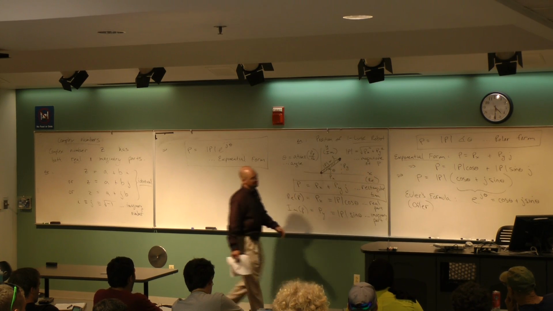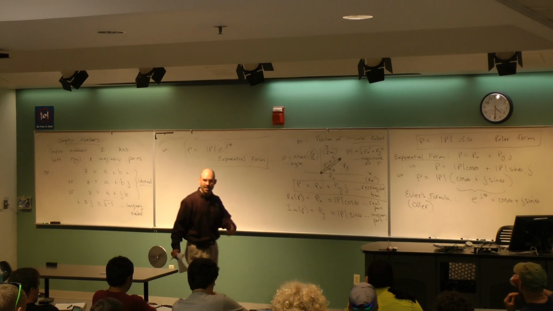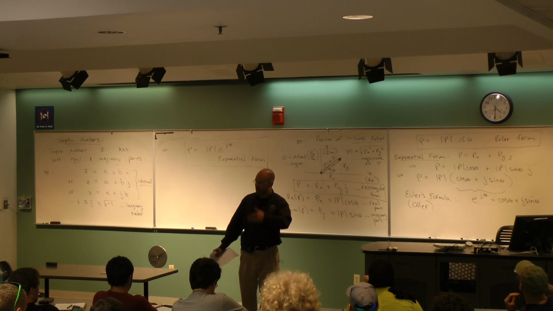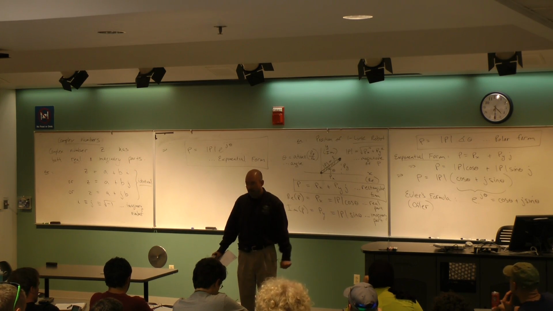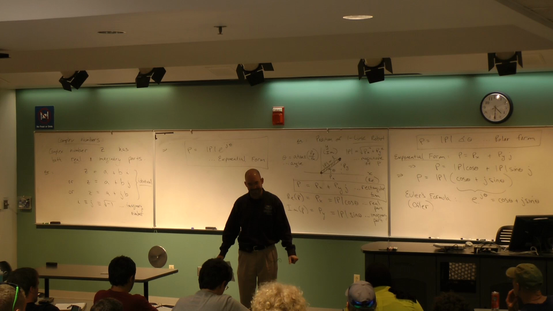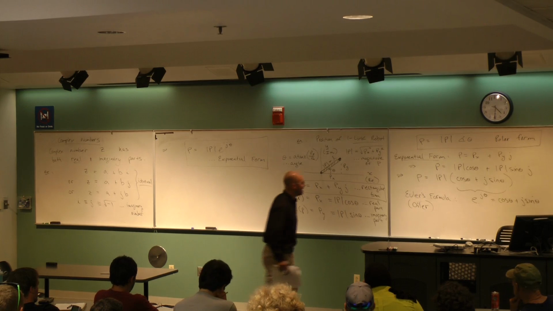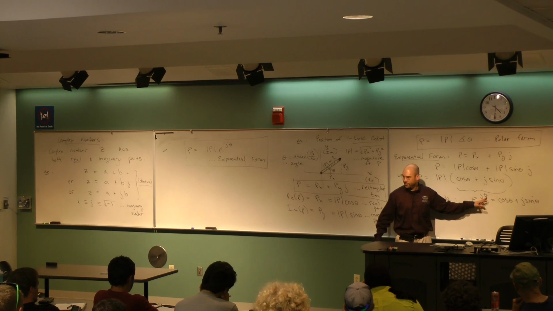So in general, if I took out MATLAB and I did exp of, and I put in j times a number, that number should be what? Degrees or radians? Yeah, when in doubt, it's radians. And so, by definition here, this is radians.